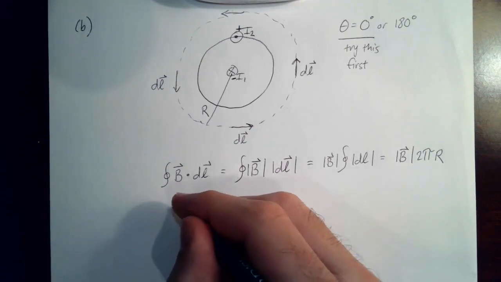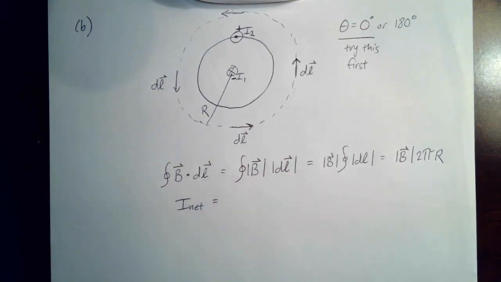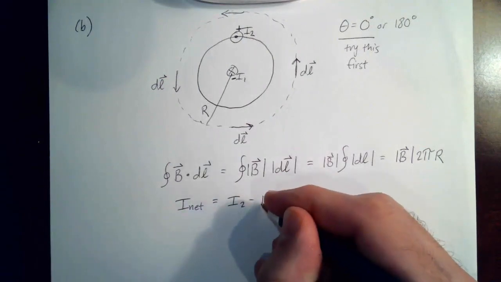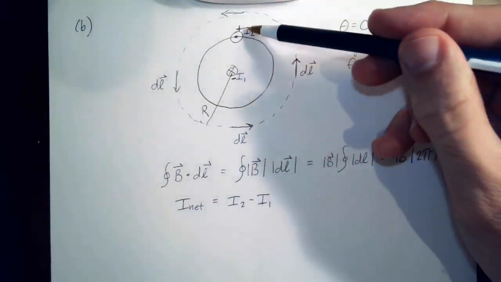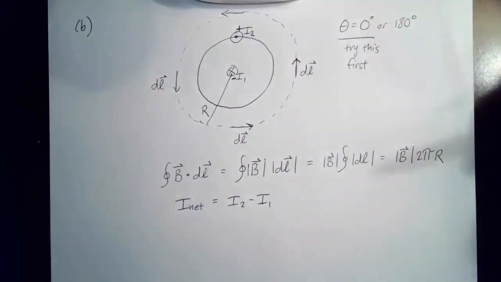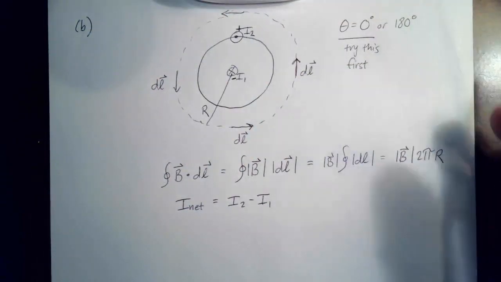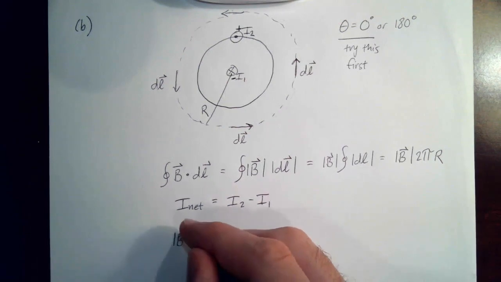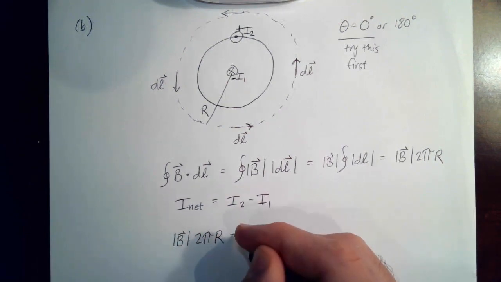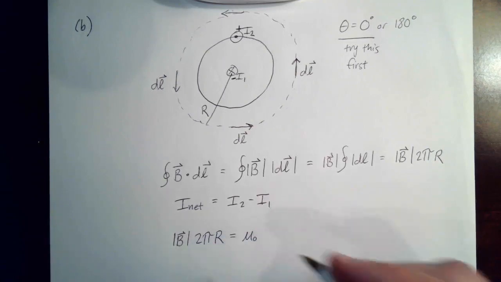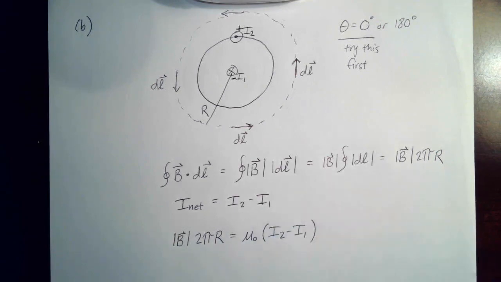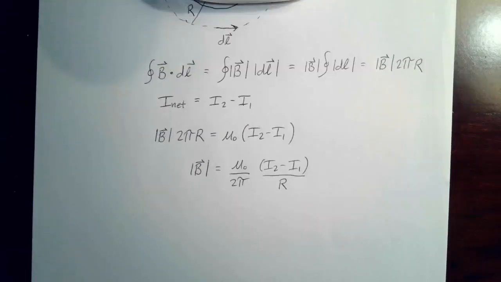The right-hand side involves I net. I net in this case is going to be I2 minus I1, because I2 is positive and I1 is negative. So when we add up all the currents, we'll get I2 minus I1. All right, now let's put this into Ampere's law. The left-hand side is B times 2 pi r. And the right-hand side is mu naught times I net, which is I2 minus I1. And now let's solve this for B. Okay, so there's the magnitude of the magnetic field.